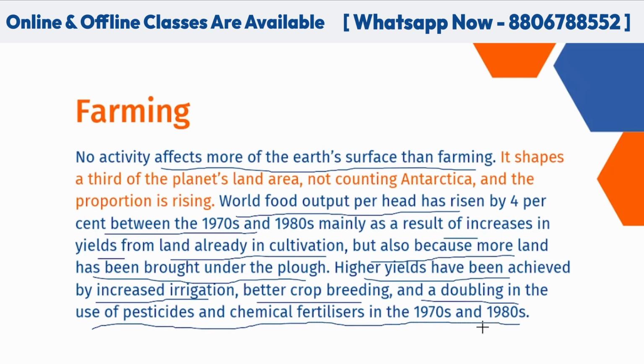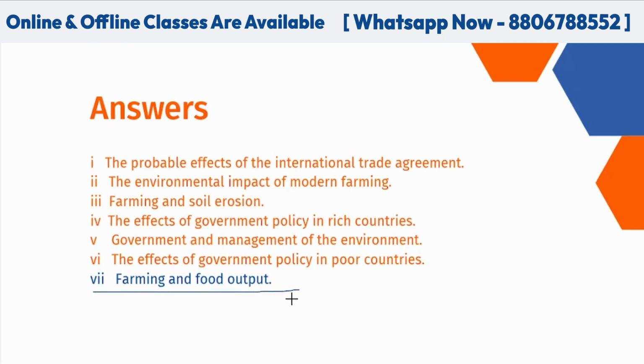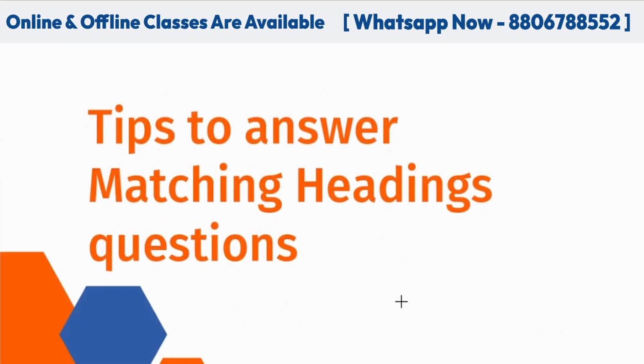So if you look through this paragraph and go through it in detail, you will come to know that the correct answer for this particular paragraph is the heading, which is the last one, which is farming and food output. I hope you've got the right answers. Otherwise, you can evaluate them again and find out where you went wrong. Now, these were the practice set of examples for the matching headings.